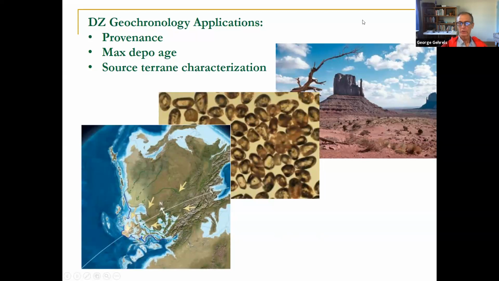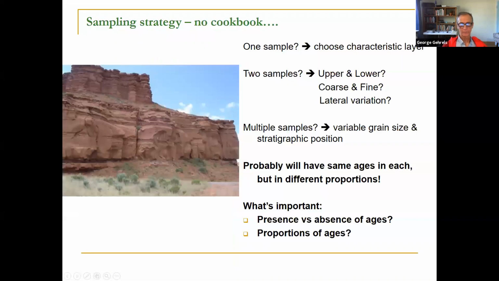So in all of these methods, this is kind of what you do. You go off to the field. This is the great part for geologists, right? To go collect a sandstone, maybe the Navajo sandstone, and extract out the zircon crystals. That's the time-consuming, difficult part. And then the fun part, which we'll talk about now, is provenance, source terrain characterization, and depositional age.